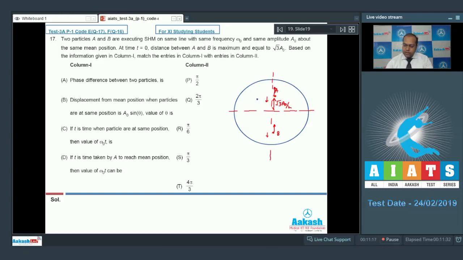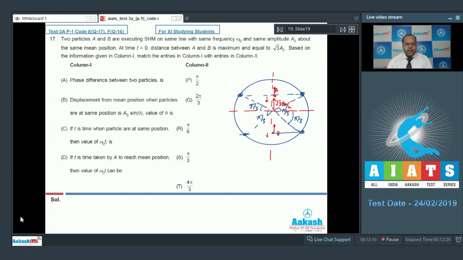So suppose at this moment, if I take the position of the particle moving in a circular path, A is either at this position or at this position, and for B, it is either at this position or this position. So in this case, if I calculate this angle, then this angle comes out to be pi by 3 or 60 degree, because this is A naught, this is root 3 A naught by 2. So this angle comes out to be pi by 3. Similarly, this angle also comes out to be pi by 3. If this angle is pi by 3, then this angle is also pi by 3 and this angle is also pi by 3.